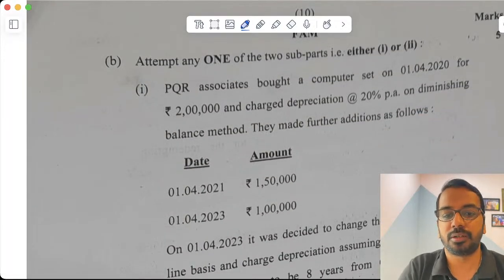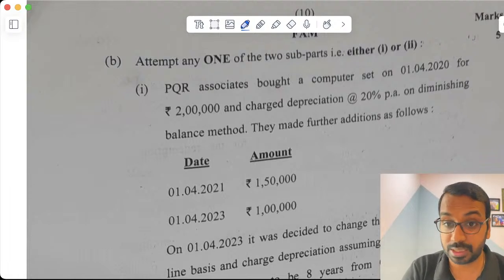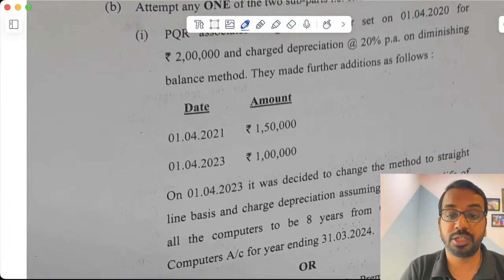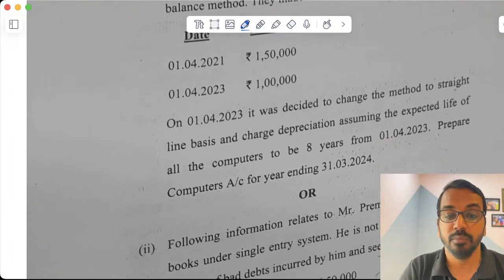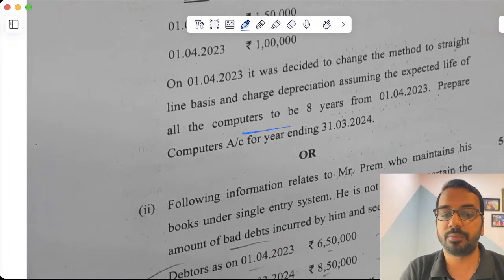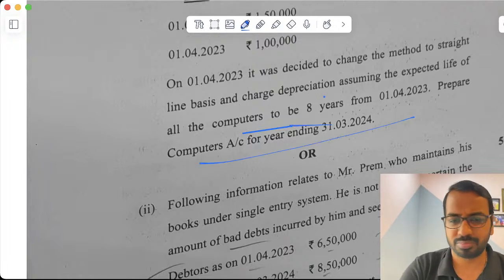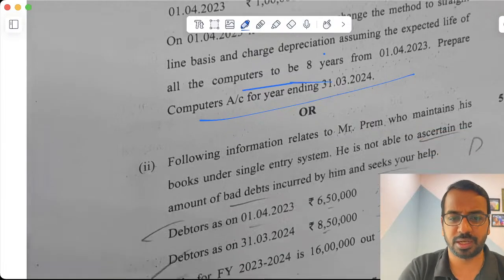Then PQR bought a computer on 1/4 and charged depreciation at 20% per annum on diminishing balance method. They made further additions as follows. So much was the addition. It was decided to change the method to straight line. All the computers' expected life is 8 years. Prepare computer account for 31st March 24. Again, straightforward question, no adjustment here as well.